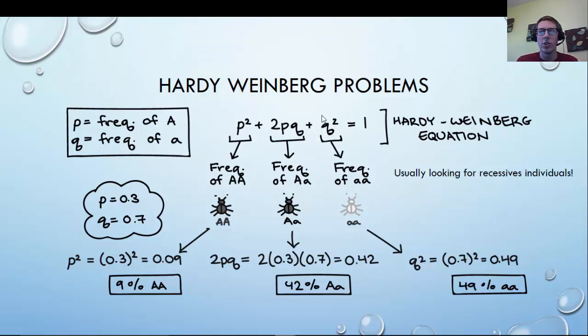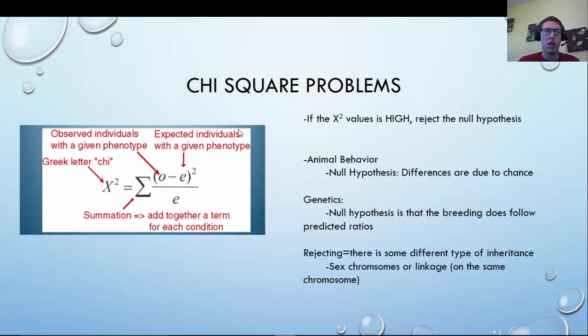Q squared is your key. That's the frequency of recessive individuals. Don't use Q. Use Q squared and then take the square root of that to get Q. That's the secret to Hardy-Weinberg problems.